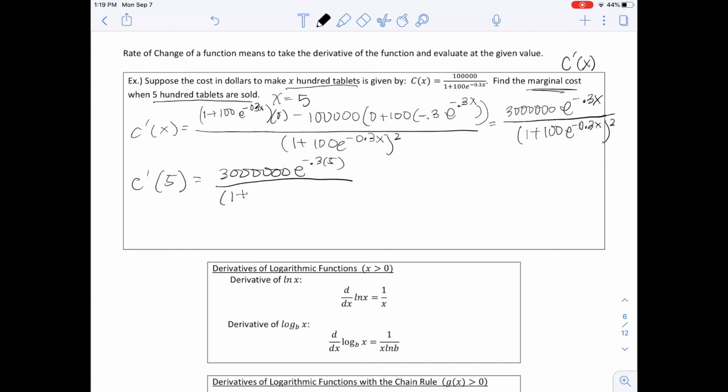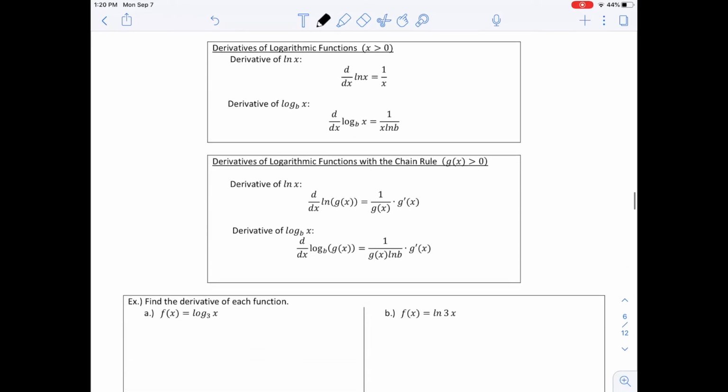And careful because those are rather large numbers, and double checking this to make sure you entered everything in correctly. And working this out, I'm going to round to 2 decimal places since we are dealing with money. We have $1,231.60. So the marginal cost when 500 tables are sold is going to be $1,231.60. Right below this, we have derivatives of logarithmic functions.